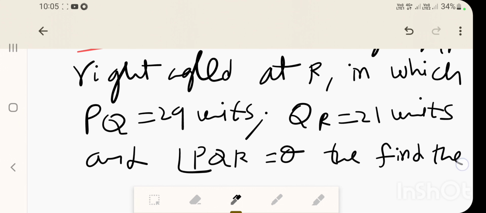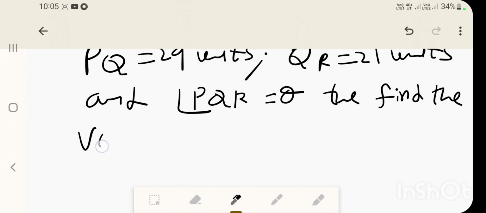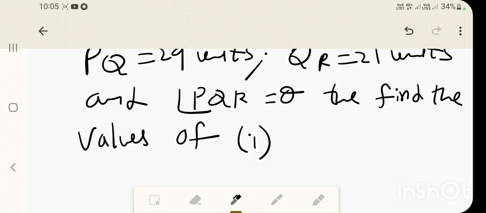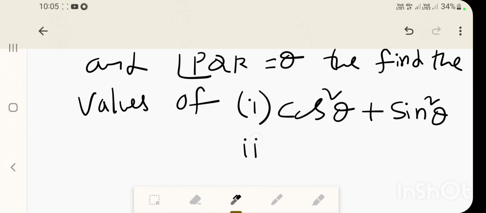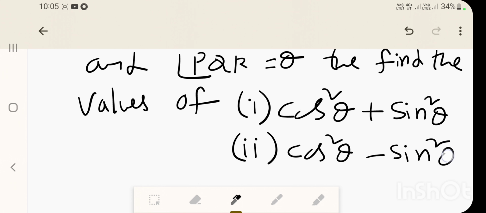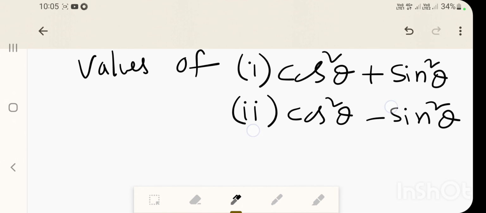Then they are asking to find the values of cos square theta plus sin square theta. Another part of this question is cos square theta minus sin square theta. So we get a special case in this. When we solve it, then you can understand.